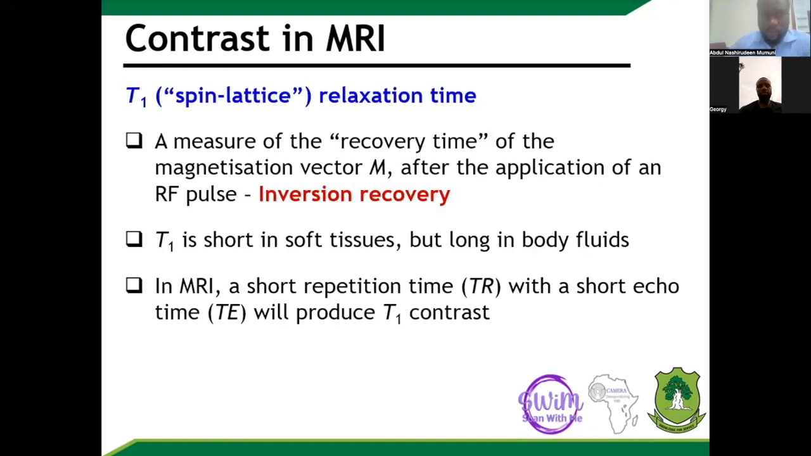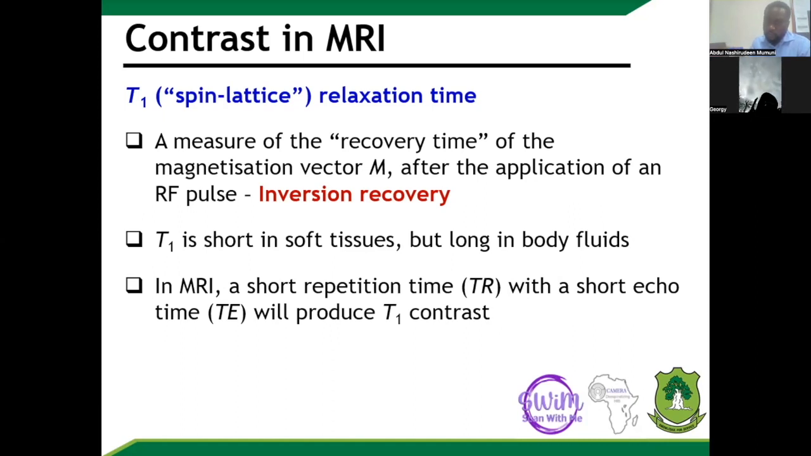So starting with T1 relaxation. T1 relaxation is called spin lattice. Spin lattice here refers to an interaction between the individual spins, or if you like, the hydrogen nuclei, and the anatomy or the environment in which they are found.